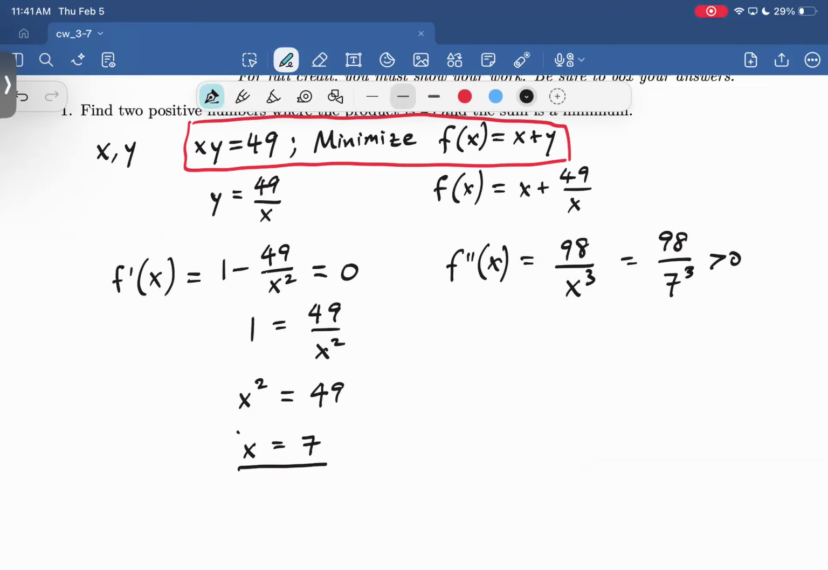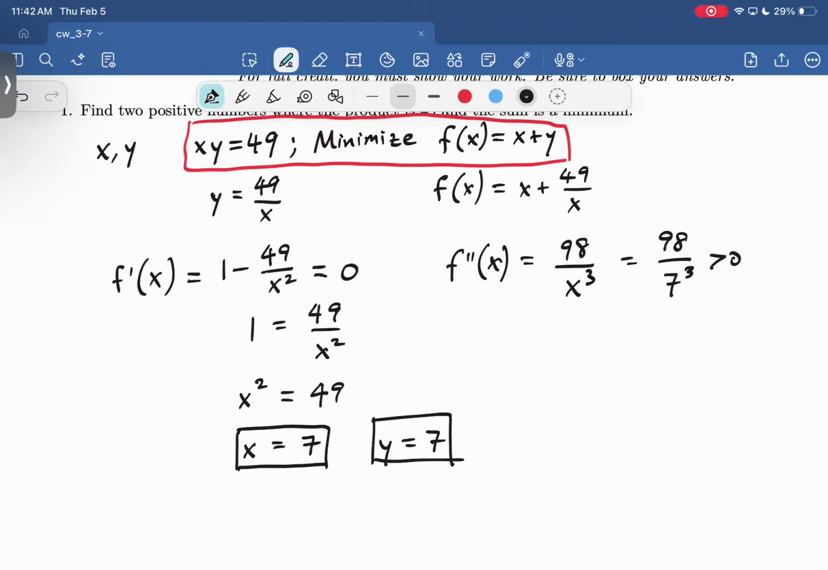So the function really is minimized at x equals 7. Okay, so x equals 7 is the minimum, right? We're not done because we need to have y as well, right? We're looking for the second number as well. So we need to plug back in x equals 7 into y equals 49 over x, which will give us y equals 7.